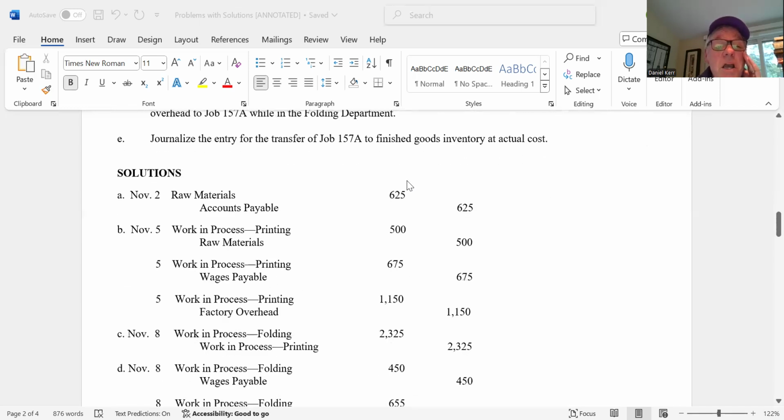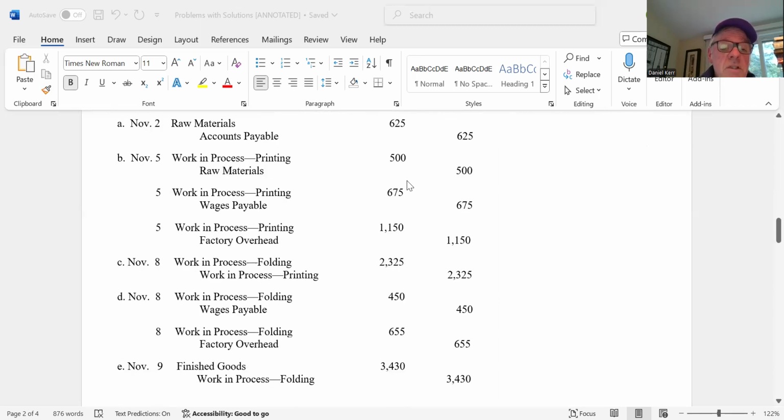And again, you could have combined journal entry B on November 5th into one big entry. You could have combined 2 journal entries on November 8th. You would have had one debit to work in process folding and a credit to wages payable and factory overhead.